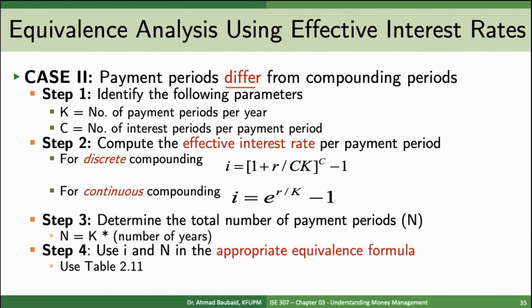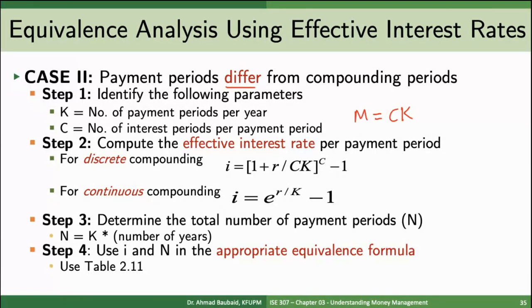The overall scheme or steps are the same, right? In step 1, you identify K and C. K is the number of payment periods per year. C is the number of interest periods per payment period. And that actually gives you M, right? So M is equal to C times K, right?